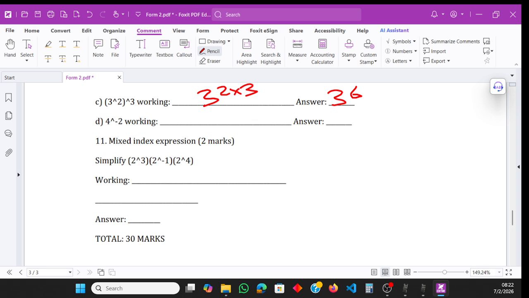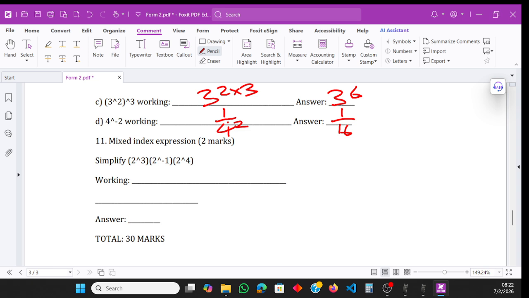I've got 4 to the power minus 2. We are not allowed to leave our exponent in negative form. So the rule says this will be 1 over 4 to the power 2. Which, if we want the final answer, is going to be 1 over 16. Even 1 over 4 to the power 2, I think it suffices.